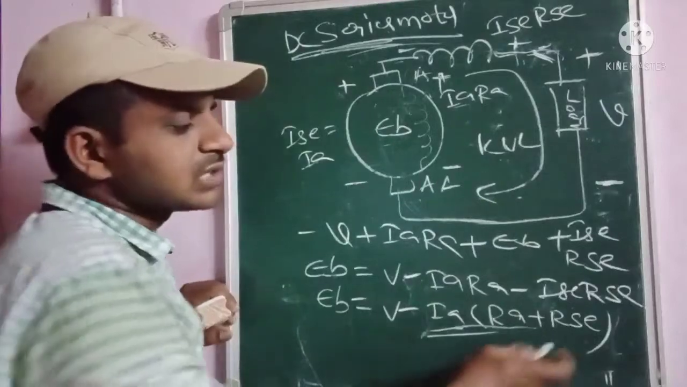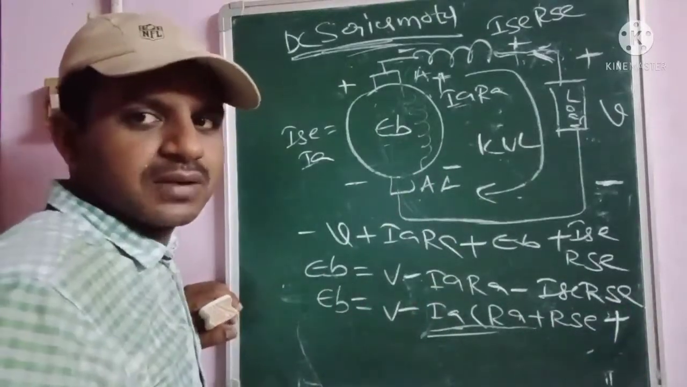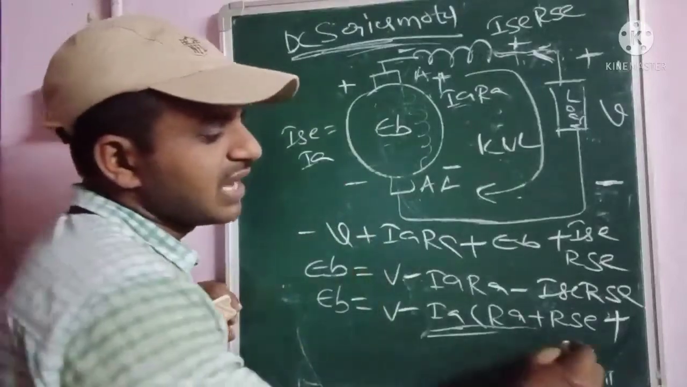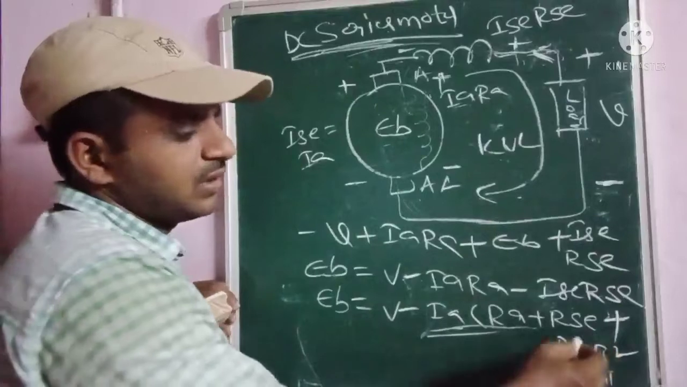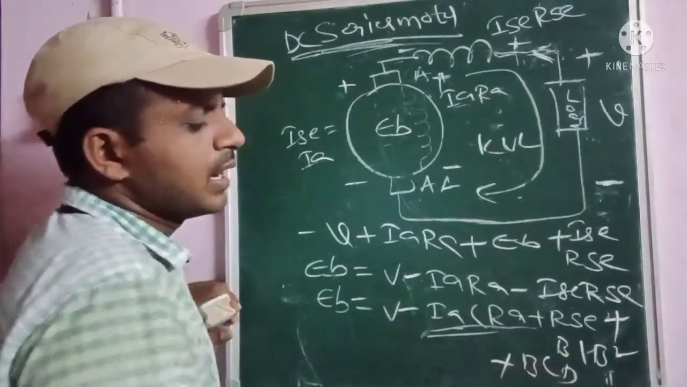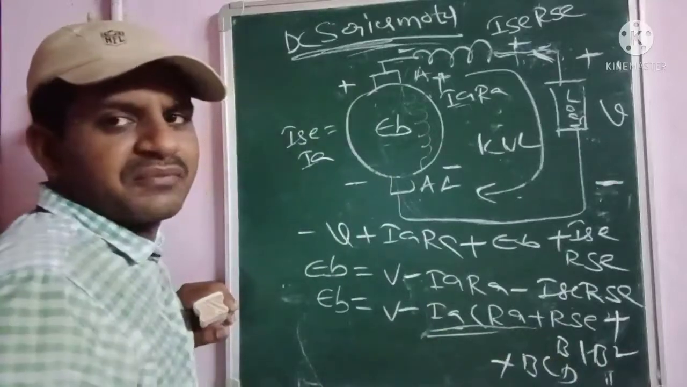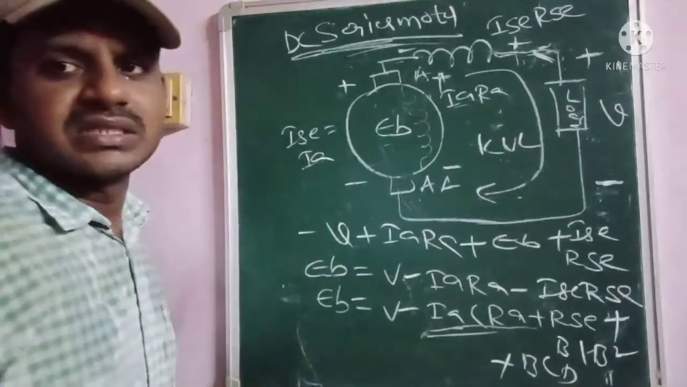Okay, as well as we also have to add the brush contact drop, which is indicated as B1 and B2, also called some BCD. We have to add it to the total back EMF equation for the DC series motor. Okay, so this is the total for the DC series motor.